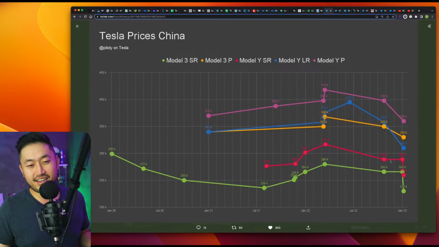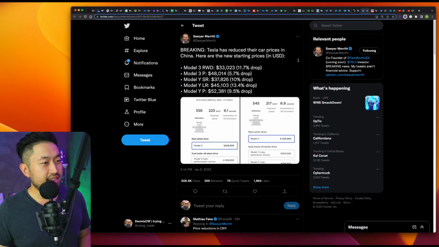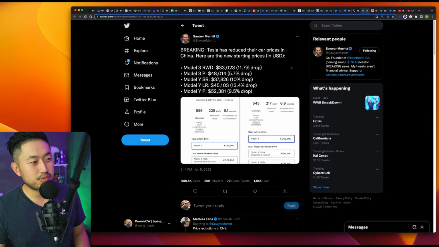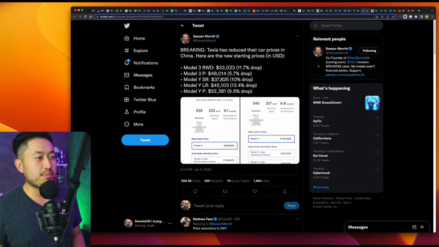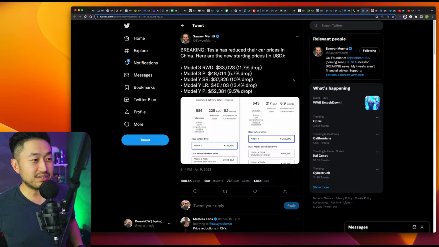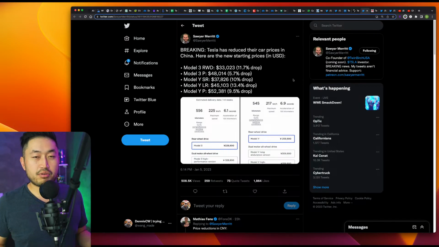And it's kind of hard to see from the RMB conversion to US and all that stuff, but I was able to find this tweet here from Sawyer Merritt. So shout out to him. Breaking: Tesla has reduced their car prices in China. Here are the new starting prices in USD. And I was really surprised to see what type of prices they actually charge in China for these vehicles. And it kind of makes sense, right? Because these vehicles, especially the Model 3 and the Model Y, are produced in China, or at least I don't know about the Model Y, the Model 3 for sure.